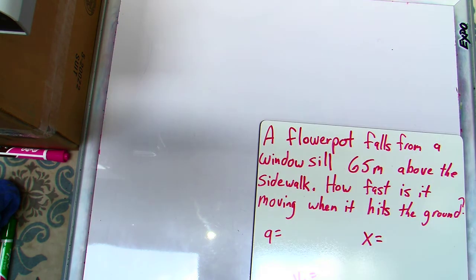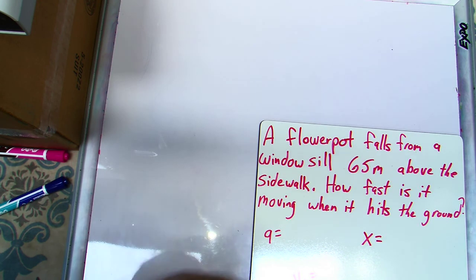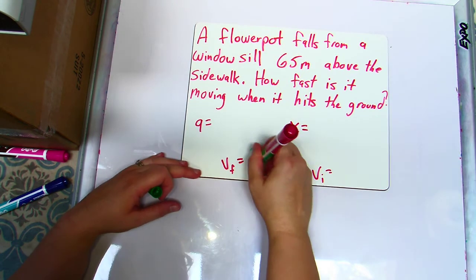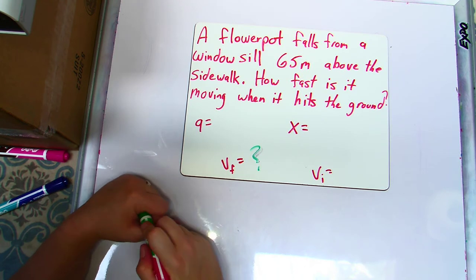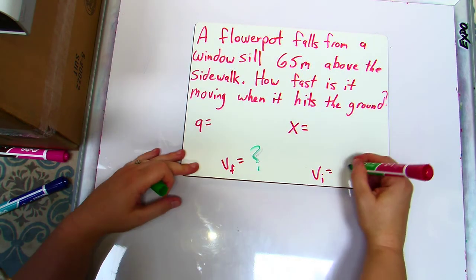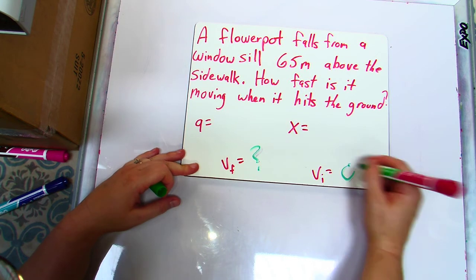A flower pot falls from a windowsill that is 65 meters above the ground. How fast is it moving when it hits the ground? So once again, let's take a look at what we have. How fast is it moving when it hits the ground? That's going to be our final velocity. It was sitting on the windowsill. That means its initial velocity was 0 because it was just kind of hanging out. It was at rest.